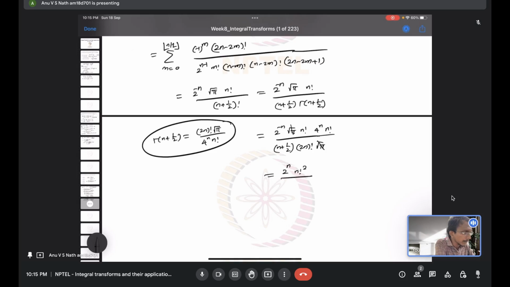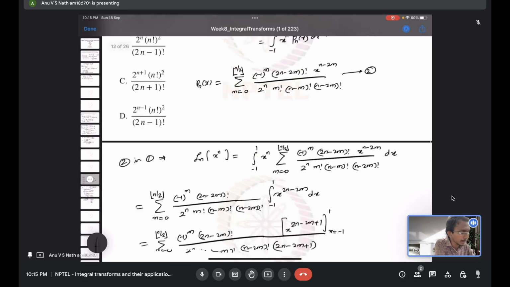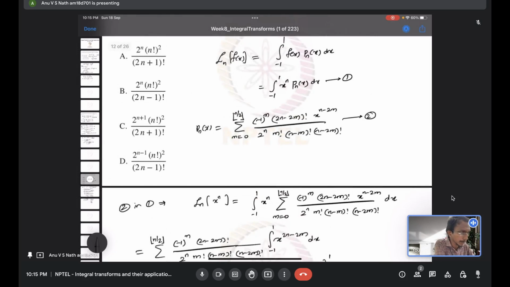Then in the denominator you have 2n factorial multiplying 2n plus 1 by 2. So the 2n factorial times 2n plus 1 will give 2n plus 1 factorial. The extra 2 in the denominator of the denominator will go into the numerator, joining 2 raised to n to make 2 raised to n plus 1. So you have 2 raised to n plus 1 times n factorial square by 2n plus 1 factorial itself. So that is option C, I think. So that's the solution.